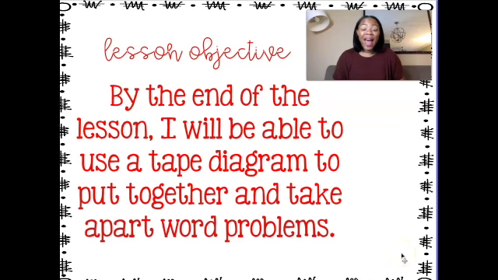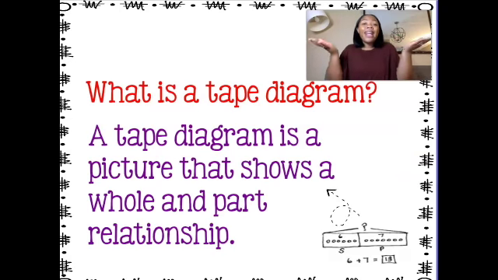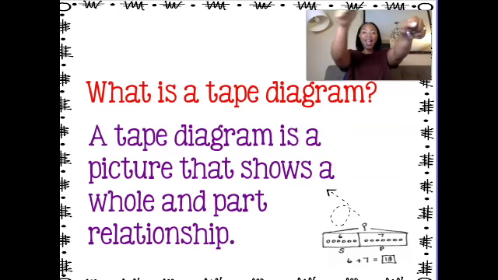So lots of you have some great thoughts about what a tape diagram is. So now I want to share with you my definition of a tape diagram. So what is a tape diagram? A tape diagram is a picture that shows a whole and part relationship. It's basically another word for a number bond. You have your whole and your part and another part. Just like a number bond, a tape diagram will show the relationship between the whole and the parts.